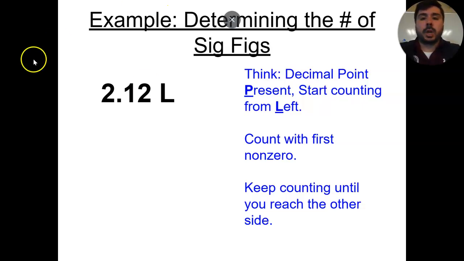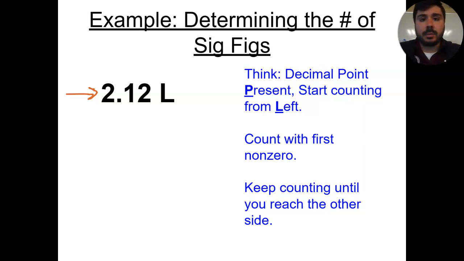Now, when we look at this measurement here, we have to be thinking, hey, do we see a decimal point present? And of course, the answer is yes, right? We see the decimal point right here. It's between the very first two on the left and this one digit right here. So there is a decimal point present. So we should start counting from the left-hand side of this number, the left-hand side being this very first two over here. So count every single digit, making sure that the first digit you start counting is a non-zero number.